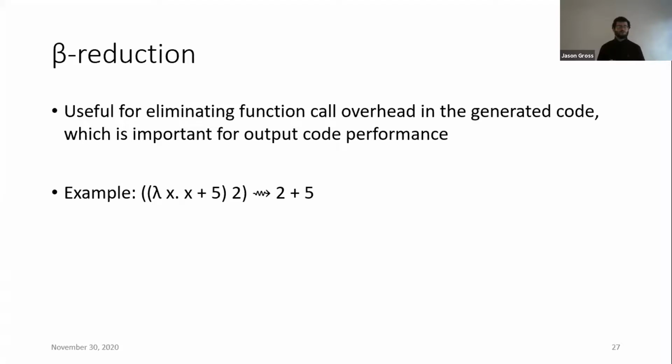Beta reduction is about plugging arguments into function bodies. It's useful for eliminating function call overhead in the generated code. This is important for output code performance. And you see here an example where you have a function that takes an argument x and returns x plus 5, and you apply this function to 2, beta reduction will give you back the expression 2 plus 5. And one of the interesting choices to make when doing beta reduction is how you handle binders, how you handle arguments to functions.